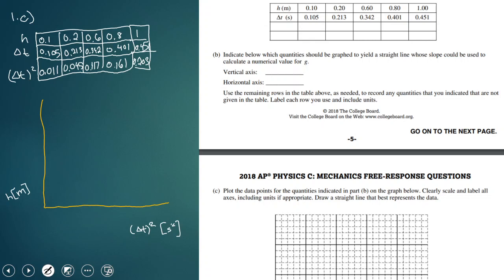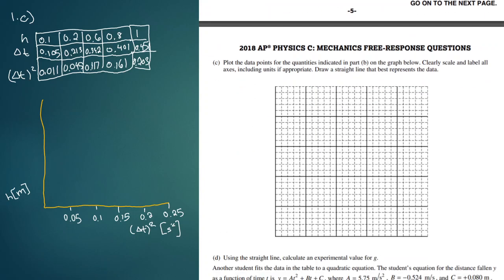And then for an approximate scale, I see that my delta t squared goes up essentially to 0.203, so I'm going to keep it 0.205. So I'll label it as such, and then for my height, I essentially go to 1. So because we're given 5 grids essentially on this graph, I'll go up by 0.2.